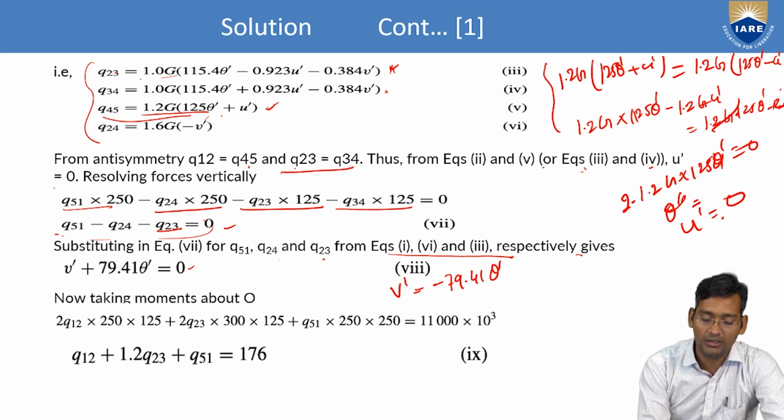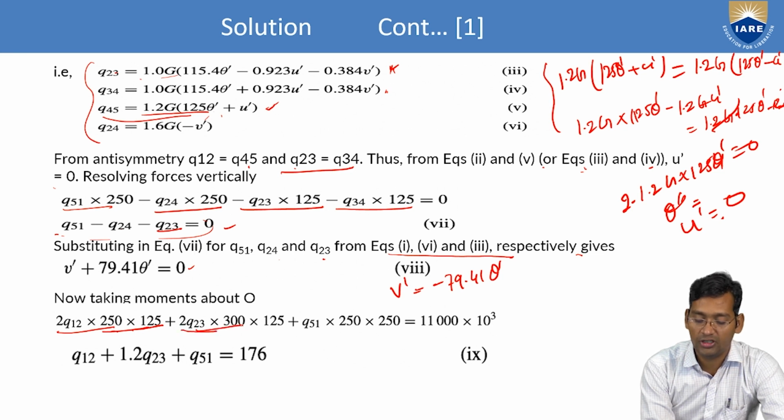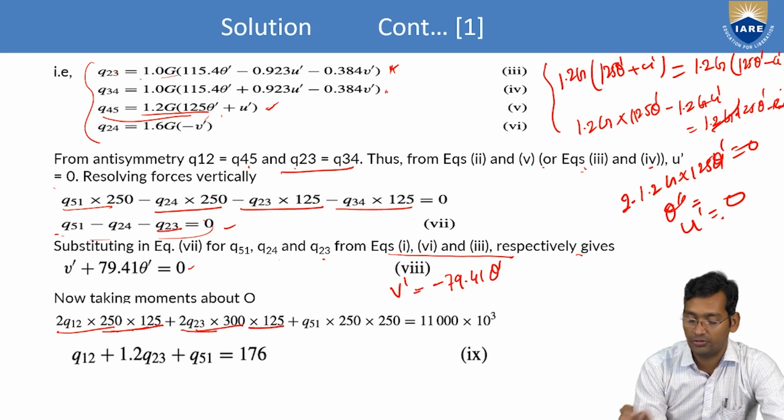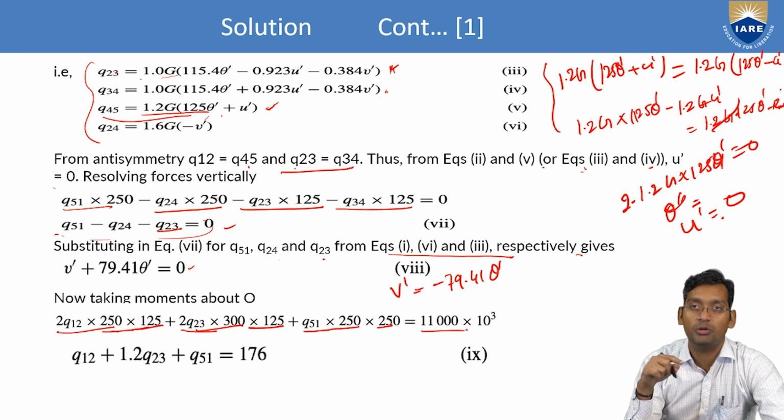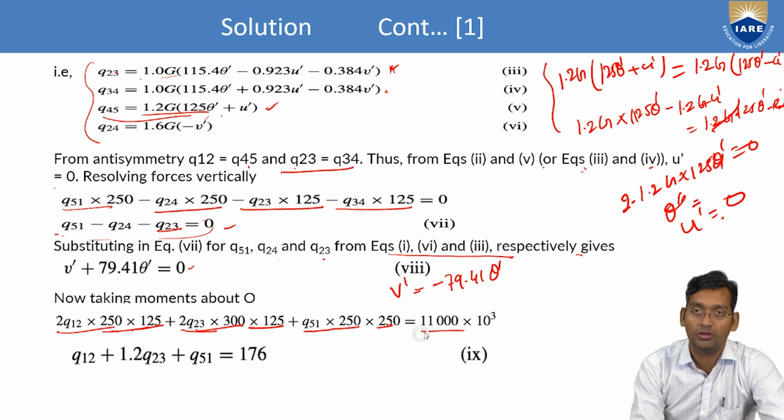So for that we are taking moment about O. So 2Q12 into 250 plus 2Q23 into 300, force into perpendicular distance, moment. Force Q51 into 250 into perpendicular distance. That equals the given moment, whatever the moment is. So 11,000 kilonewton is given, so 11,000 into 10 to the power 3.